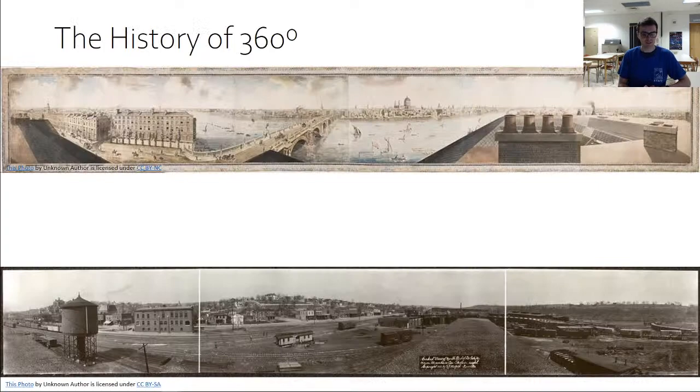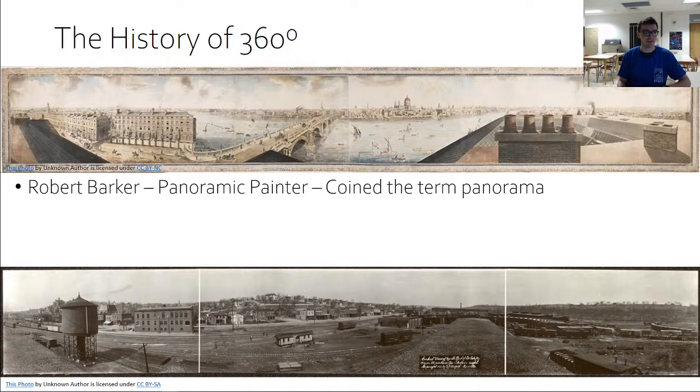Okay, touching on the history of 360, we have two panoramas here. Can you tell which one is a painting and which one is a photograph? Maybe. It's actually the top one that's the painting, by Robert Barker from 1787. He was a panoramic painter, the first of his kind, and he coined the term panorama. He derived it from two Greek words, pan, which means all, and arama, which means view. Altogether, it's all view, so you can see everything around you.